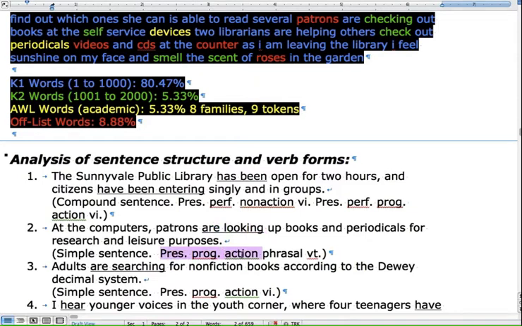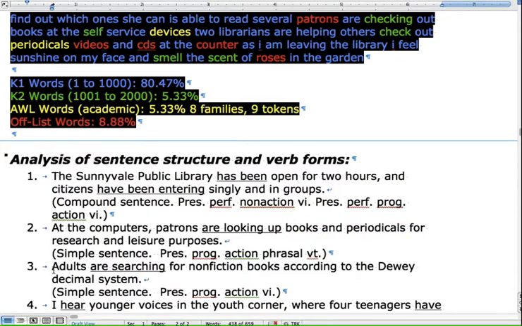It's got present progressive, are looking up, because this is an action. To look up means to search for. It's a phrasal verb, to look something up, right? And it is a VT, meaning it's a verb and it's transitive. It means if there's an object, what are they looking up? They're looking up something, books and periodicals.